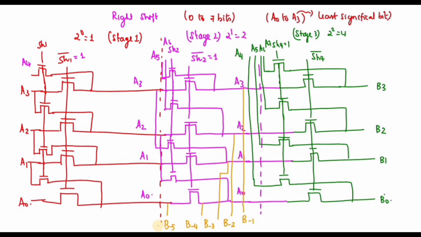Okay, so for the further shift, the output is from here, right? This is my B of minus 6. Since this output is already connected here, you can see this is my B of minus 7.